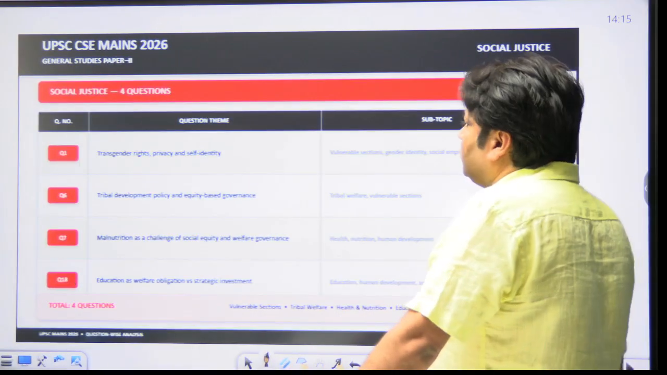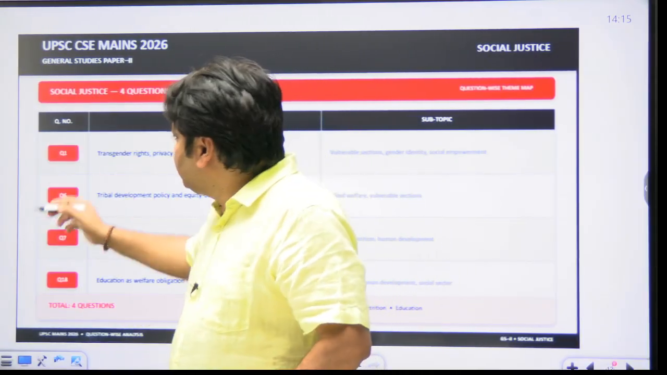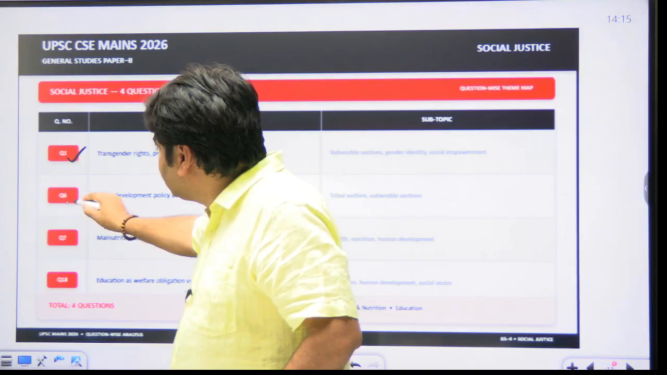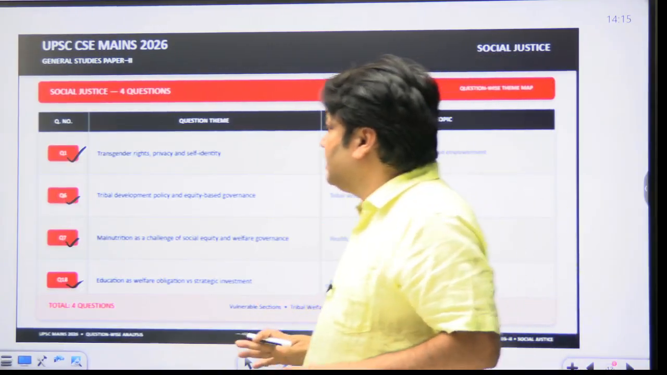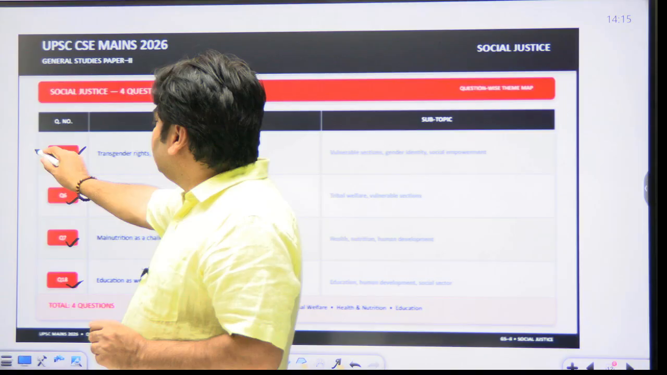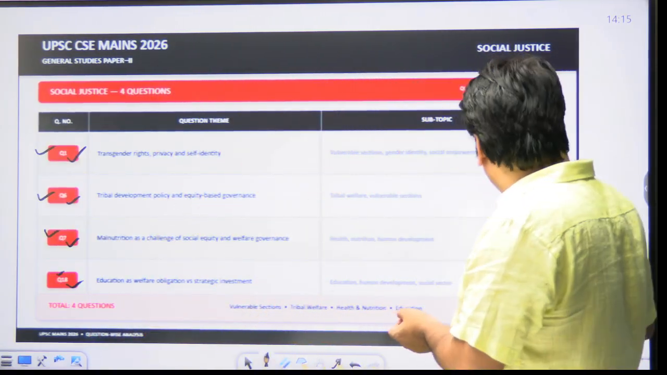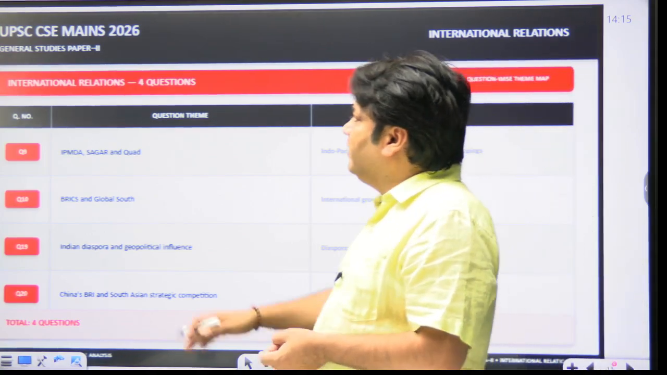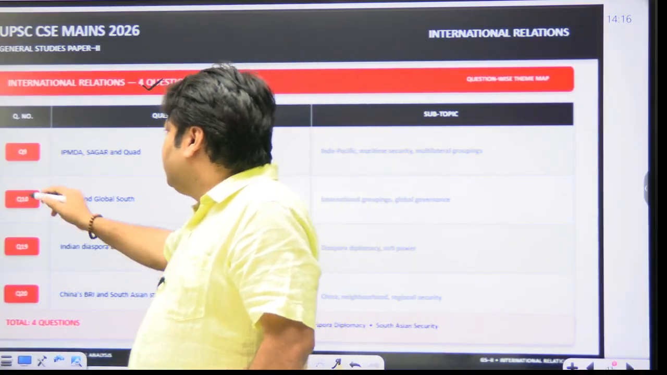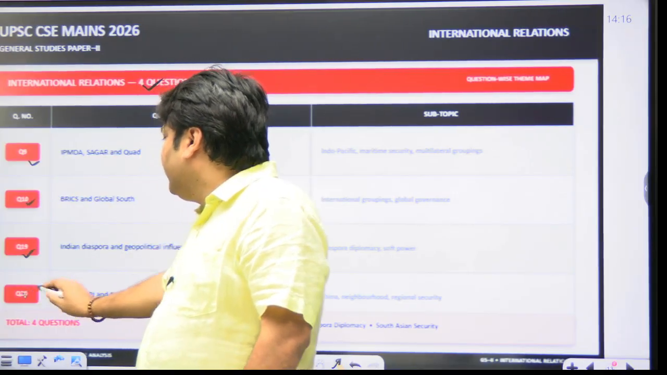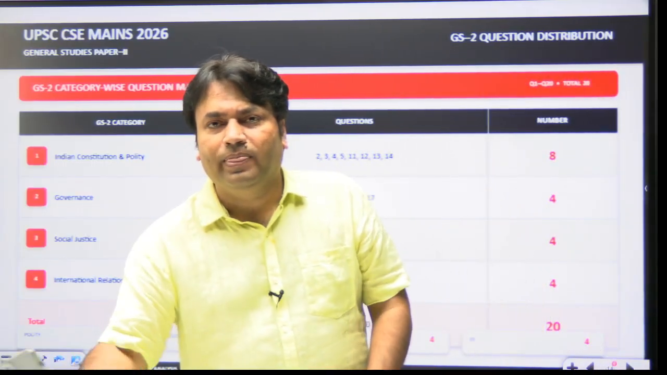Now we are moving to the questions from social justice. So there were 4 questions. That is question number 1, question number 6, question number 7 and question number 18. So these are total 4 questions. So in today's class, we are going to discuss the detailed analysis of these 4 questions along with the model answers of these questions. And from international relations, you will see that again 4 questions are asked, and these questions are question number 9, question number 10, question number 19 and question number 20.